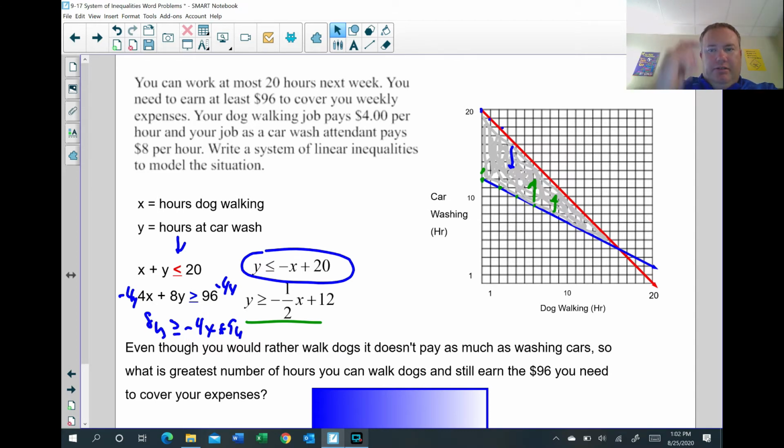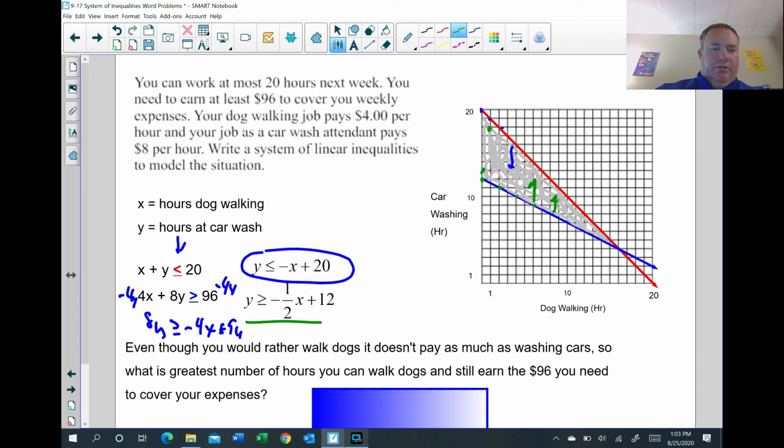So when we're looking at this, what we're saying is that any point inside this shaded region would work. For example, we've got one here at 1 and 18. That means 1 hour dog walking, 18 hours of car washing. That's a total of 19 hours, so that solves the first one. That's less than or equal to 20 hours. And then 18 times 8 would be what? 144, plus the 1 hour of dog walking, which would be another $4, so $148. That's over the $96 you need to earn.